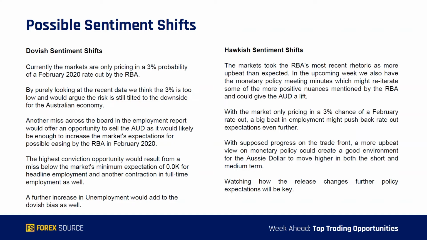Now, the highest conviction opportunity would result from a miss below the market's minimum expectation of 0 for the headline employment and another contraction in full-time employment as well. A further increase in the unemployment rate would also add to that dovish bias in the short term.